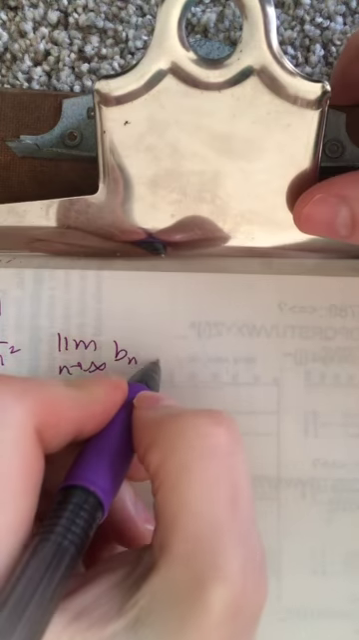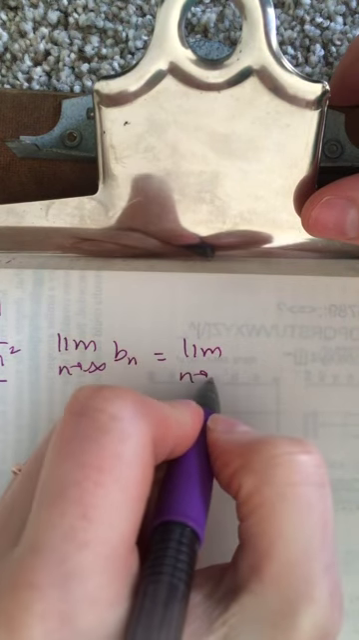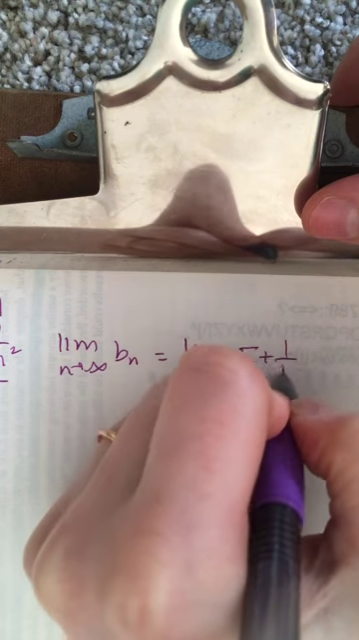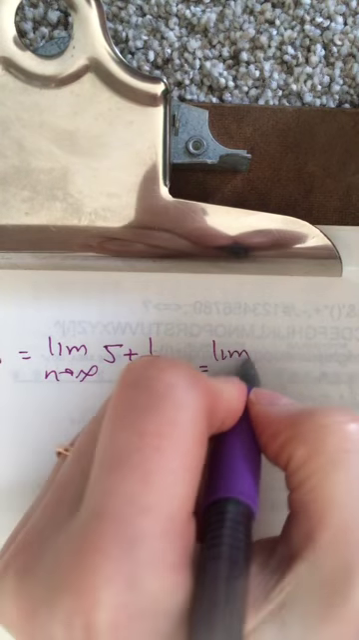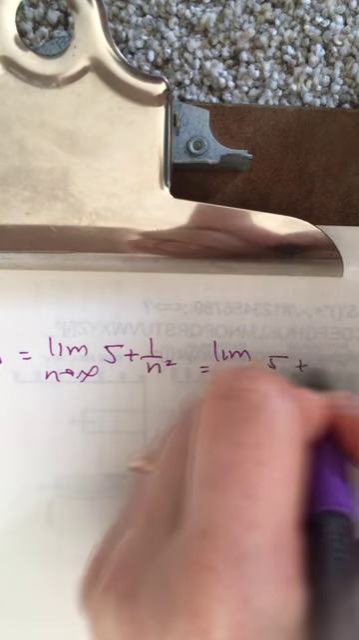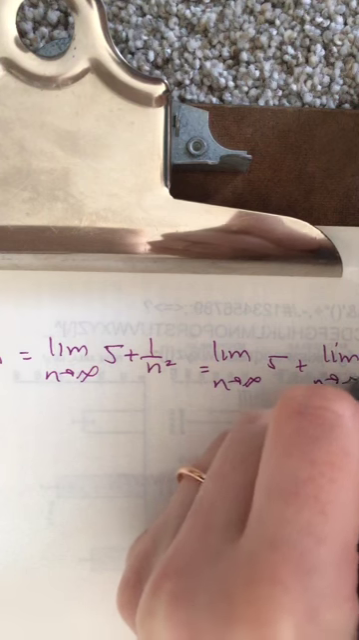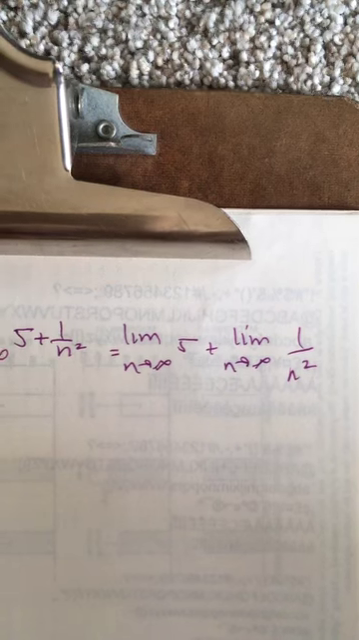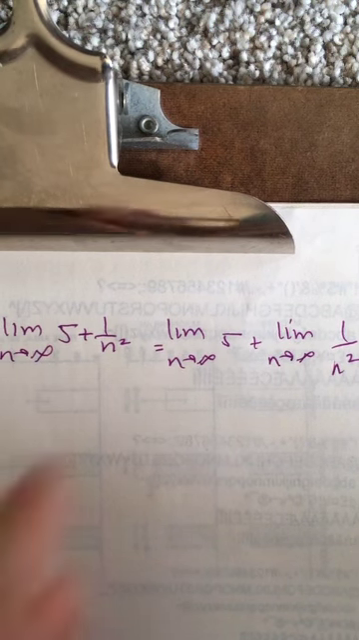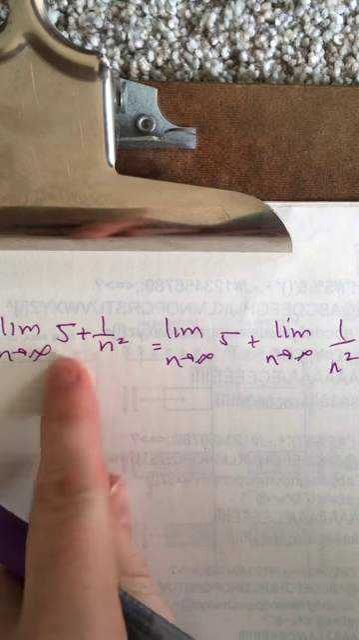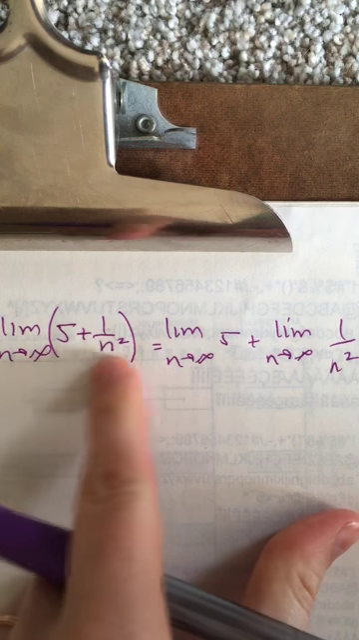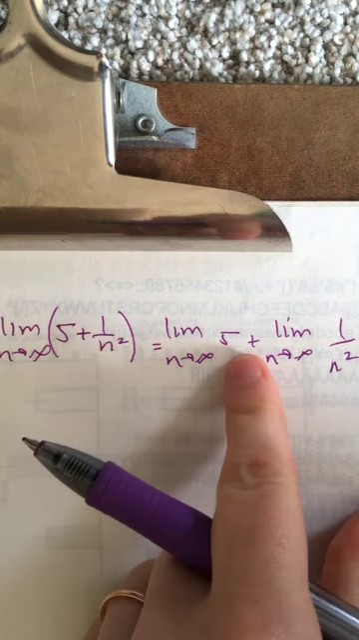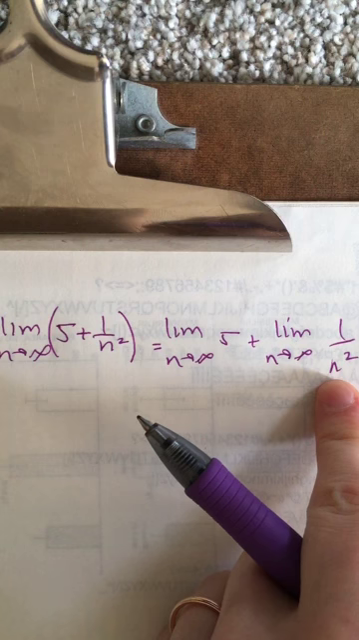Okay, so I can rewrite this as the limit as n goes to infinity of 5 plus 1 over n squared. I can break this up into the limit as n goes to infinity of 5 plus the limit as n goes to infinity of 1 over n squared. Feel free to pause whenever you need to. So I replace b sub n with its actual phrase. So this is technically in parentheses if that helps your brain. I can split these up because they're being added. So I put the 5 by itself and put the 1 over n squared by itself.